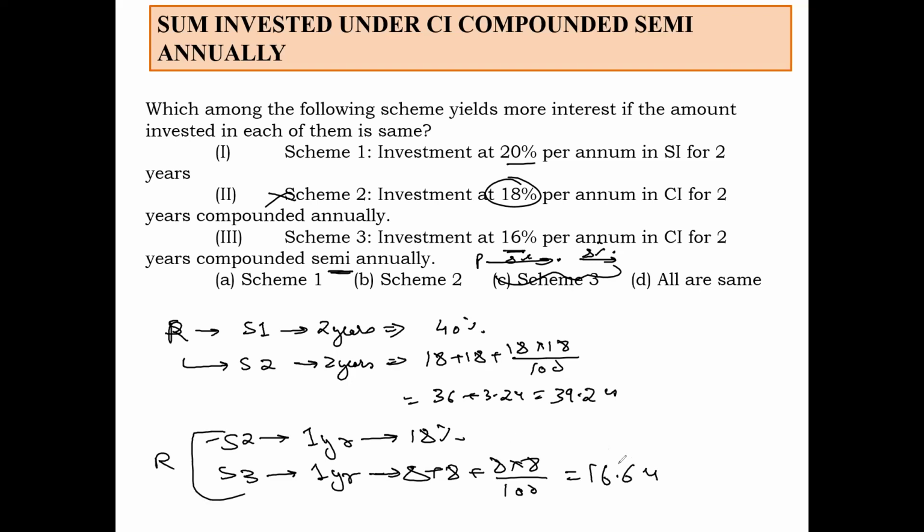See, if we compare these two, 18 is more than 16.64. So in this case, scheme 2 will give a better return than scheme 3, for the simple reason that the rate was higher for scheme 2, and for scheme 3, the rate was lesser than scheme 2, right? But this is how we can calculate effective rates and compare different schemes.